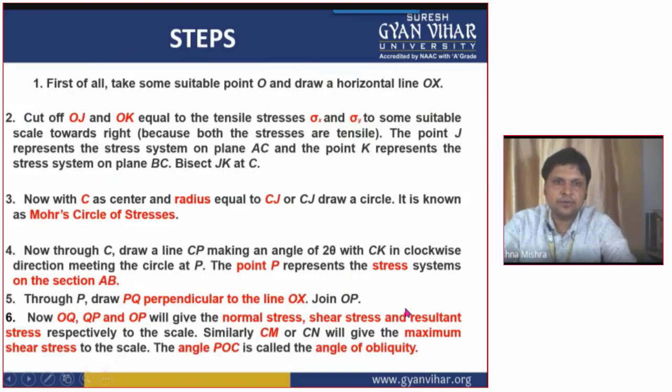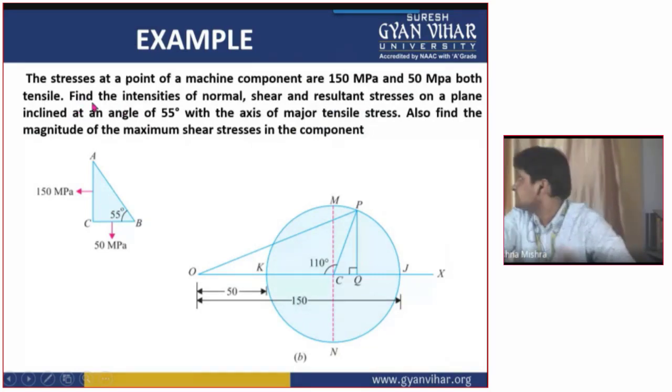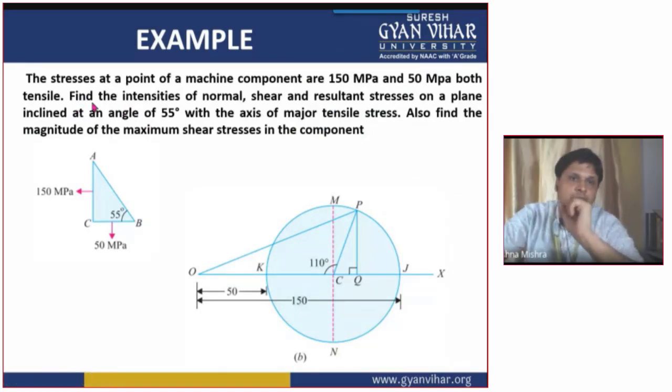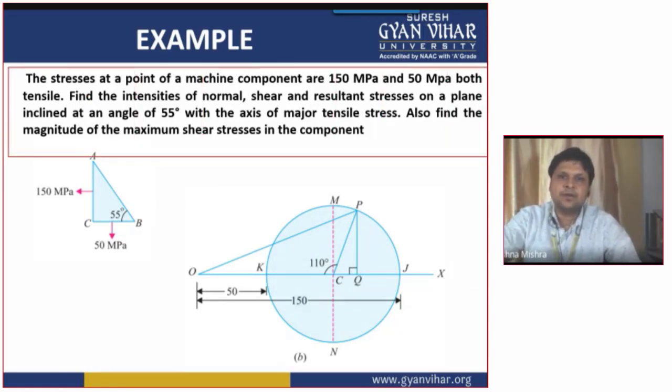Now, with the help of a numerical, we will try to understand it. This type of question is asked. So first of all, read out this question. What is the question saying? The stresses at a point of a machine component are 150 megapascal and 50 megapascal, both tensile. Find the intensity of... 150 and 50 are the tensile forces acting in the two directions.